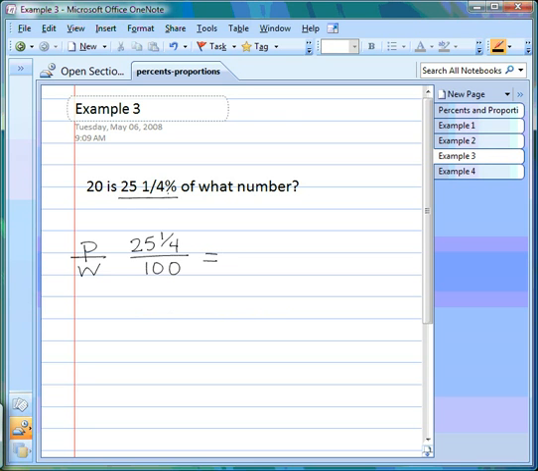20 is 25 1/4% of what number? That tells us, because the "is" is between the 20 and the percentage, that is the part. So the part goes on top and our variable goes on the bottom. We have it set up so we can solve. 100 times 20 divided by 25 1/4. And our answer is 79.2.